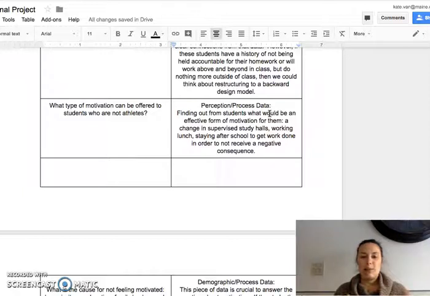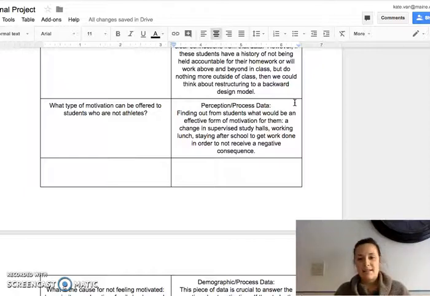So I think this is a two-part connection here as well, to find out from those students who aren't athletes what could motivate you. What is something that works well for you? And obviously that would have to be on an individual basis. So maybe just an informal conversation would be fine, but something like changing their Laker time, or supervised study hall, or having a working lunch, or maybe they work effectively staying after school, so that they don't end up with some sort of negative consequence, but so that you can honor the type of motivation that they need.